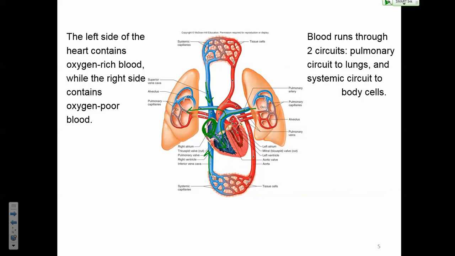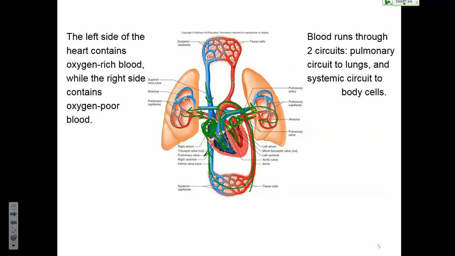So now it gets to the lungs where it gives up its carbon dioxide and picks up oxygen. So now it's becoming oxygenated, and it goes into this chamber from each lung where it's moved down, and then pumped out to the body. Where it's pumped to the body, that's the systemic circuit that gets it back here. And then this is the pulmonary circuit.